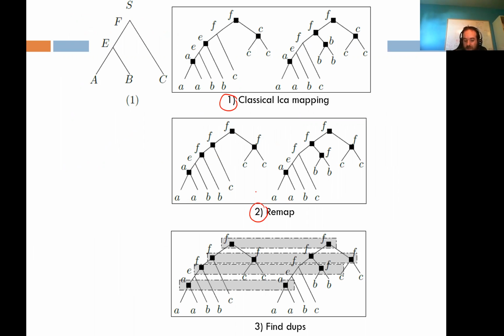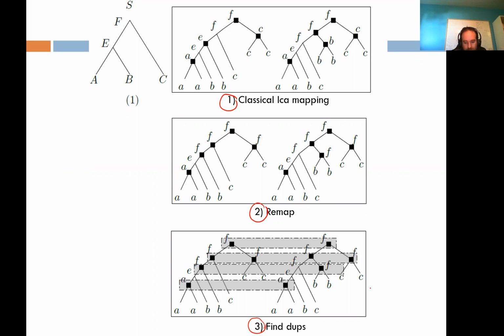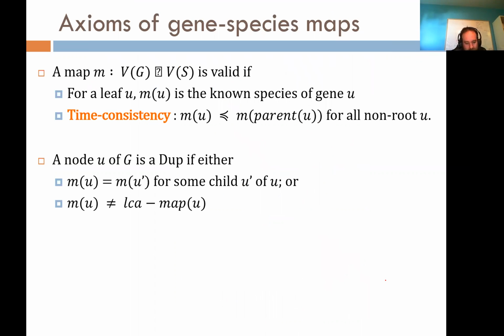This will change the reconciliation, but you do this remapping, and after you've done the remapping, you find your segmental duplications. How to do that is not always obvious, either in terms of how you model the problem or in terms of algorithms. I want to focus on the models first.